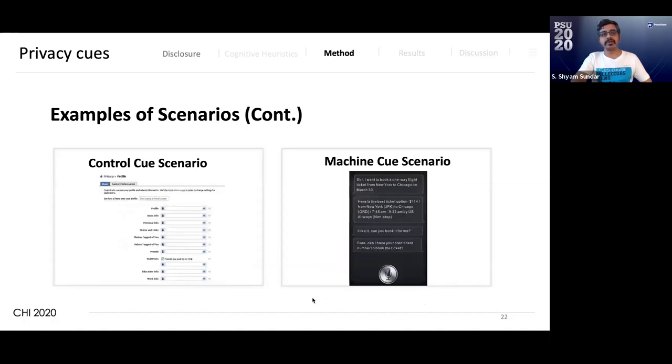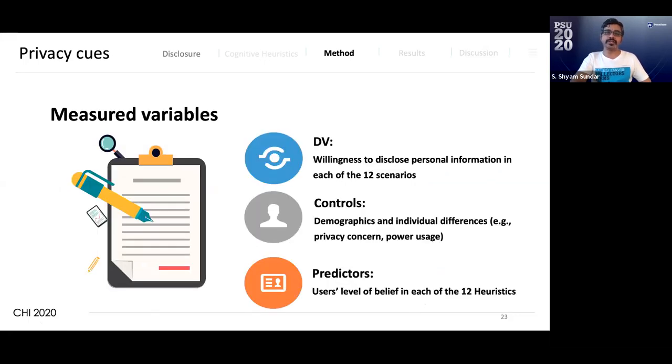Couple more examples here. On the left side is a privacy setting on Facebook, providing plenty of control to users as a way of triggering the control heuristic. On the right is a hypothetical interaction with a machine agent, Apple's Siri in this case, to cue the machine heuristic. After viewing each scenario, survey respondents were asked to indicate their willingness to disclose their personal information in the scenario, followed by questions about their reasons for disclosing or not disclosing it. We also asked all respondents about their general level of privacy concerns and tried to ascertain if they are power users. We also measured their demographics, such as age and gender.